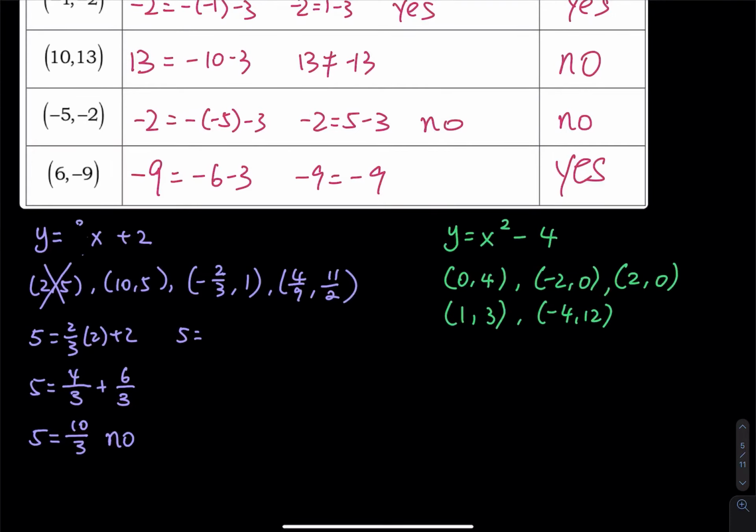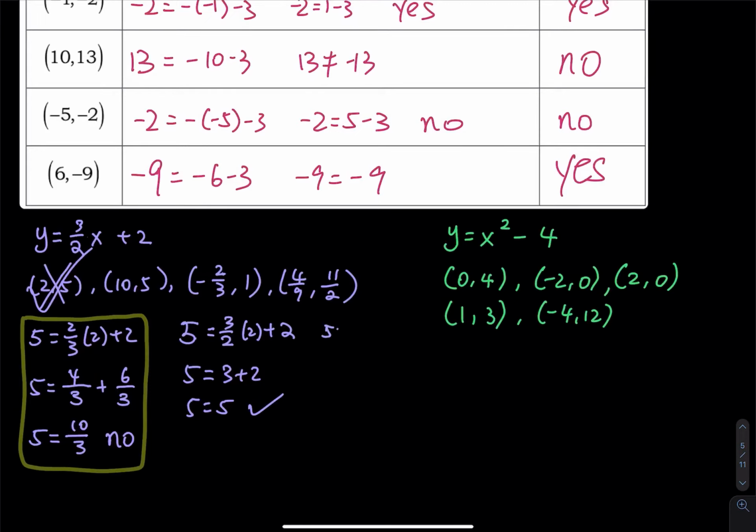So when y is equal to 5, we have 3 over 2 times 2 plus 2. Yes, I'm sure that the problem was supposed to be 3 over 2 times x, because I don't want to deal with common denominators. So 5 equals 3 plus 2. So 5 equals 5. So that is a yes. So the first one is actually a yes. And then the next one, we have 5 equals 3 over 2 times 10 plus 2. So 5 equals 15 plus 2. So that is not true. So the second one is not a solution.